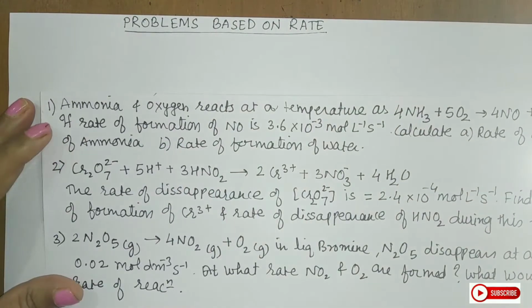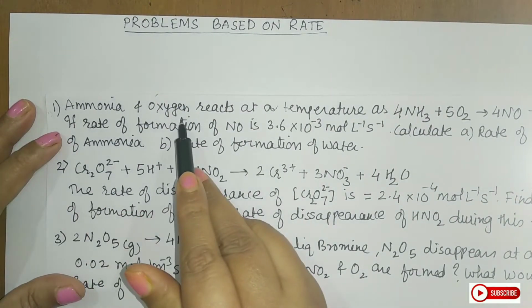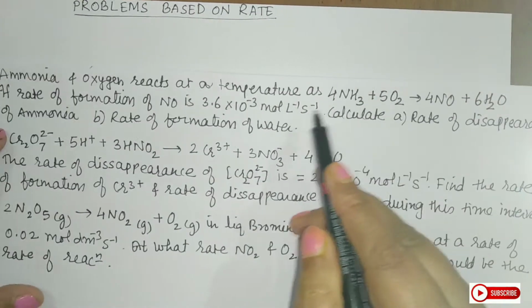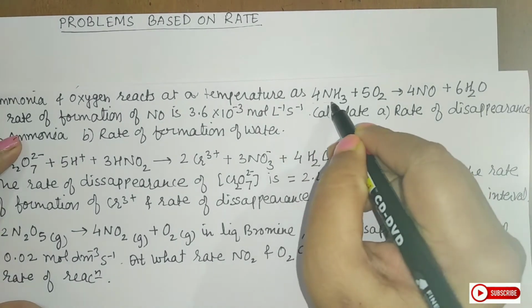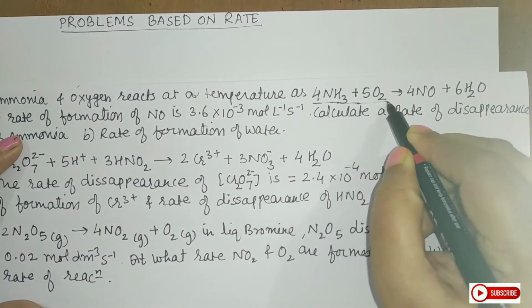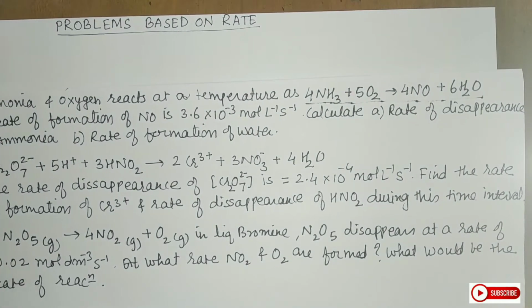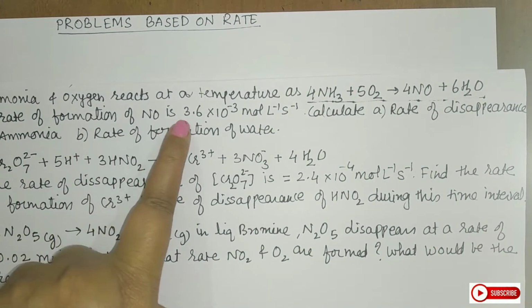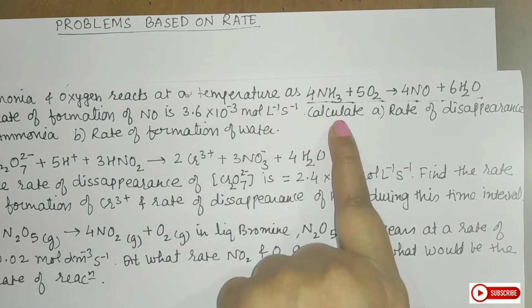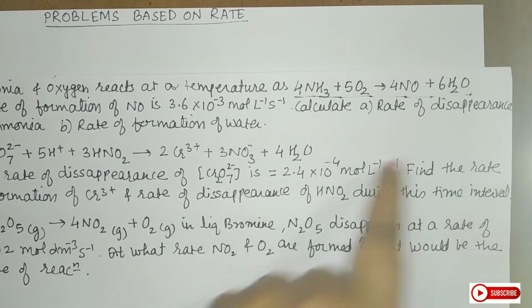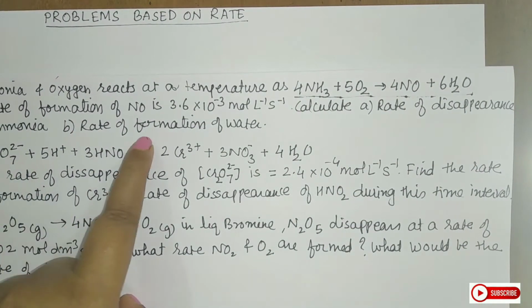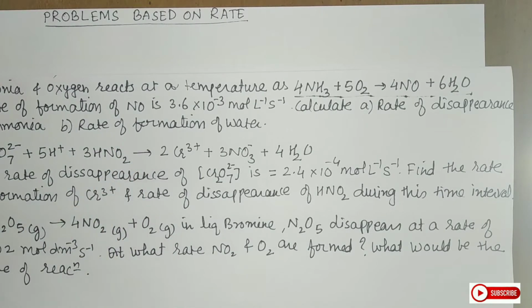In the problem, they have given that ammonia and oxygen react at a temperature as this. So they have given the equation here. Ammonia plus oxygen gives you NO plus H2O. If the rate of formation of NO is given, then we have to calculate the rate of disappearance of ammonia and the rate of formation of water.